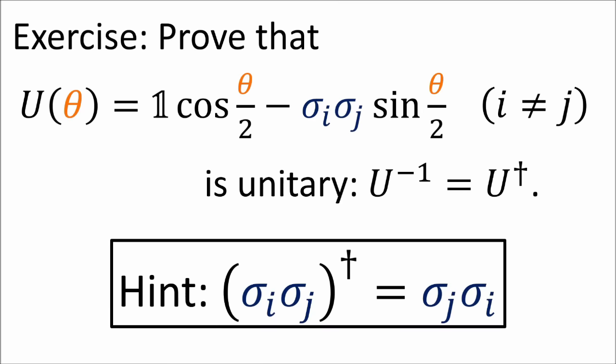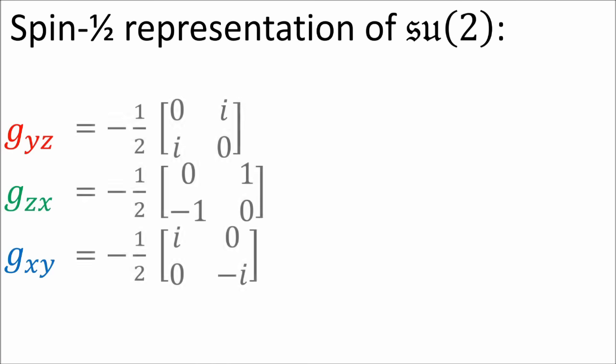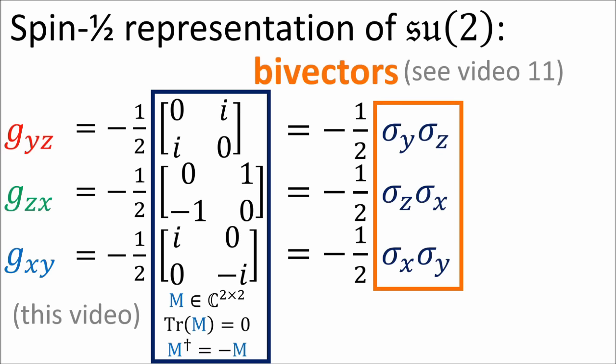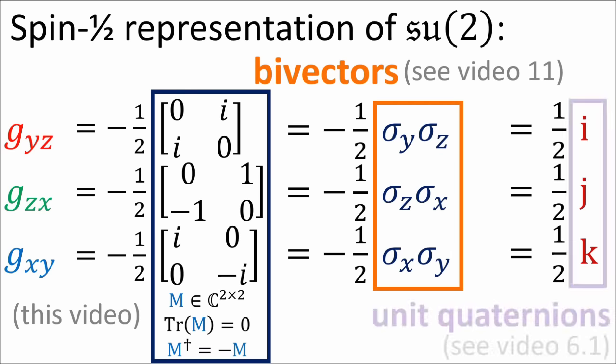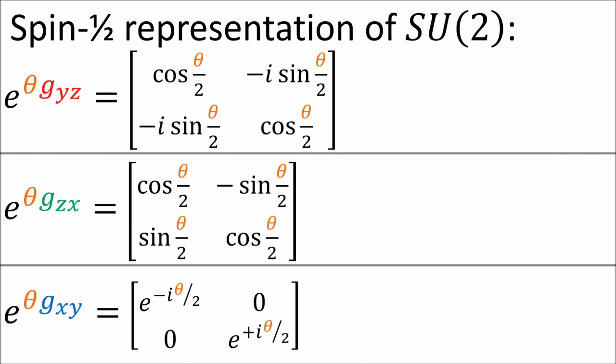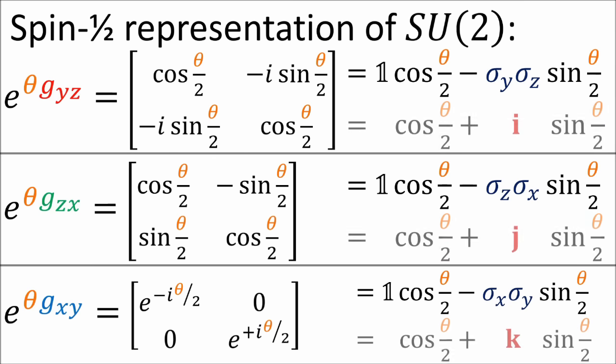So to sum everything up, for the 2x2 representation of the SU2 Lie algebra, we can either view the generators as matrices, as Clifford algebra bivectors, or as unit quaternions. And we can exponentiate these to get SU2 Lie group members, which we can view as matrices, Clifford elements from the spin 3 group, or as quaternions.